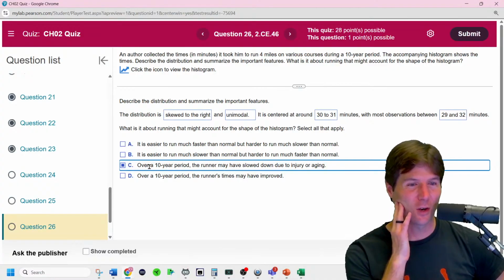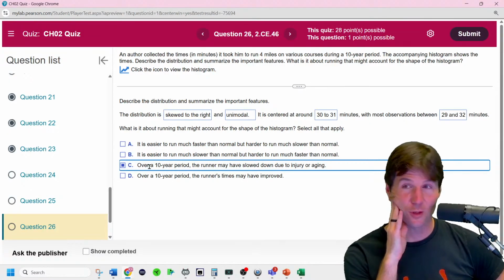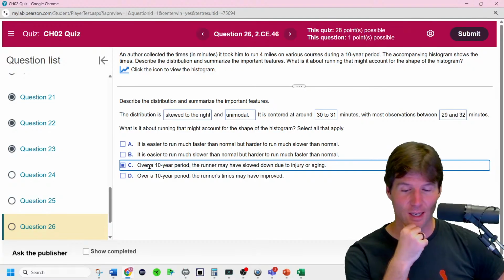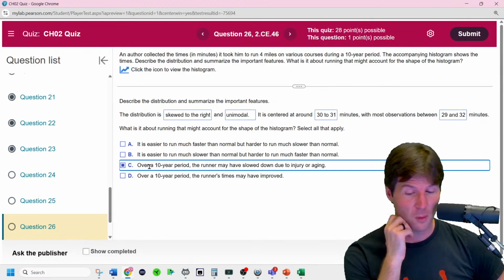Even if you're training, if you're in your 20s and you've trained a lot and you're running like a 15-minute 5K or something like that, it's not like in your 40s you're going to be running like a 12-minute 5K. I don't know, maybe you will. Maybe you will. Who am I to say?